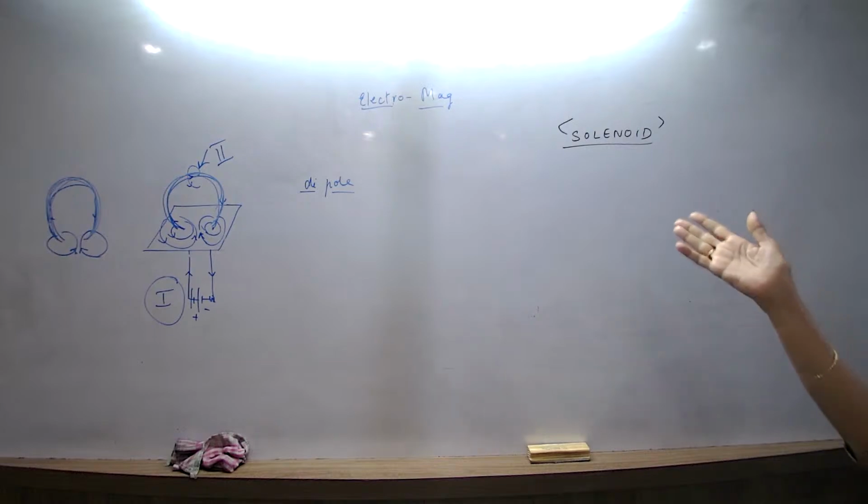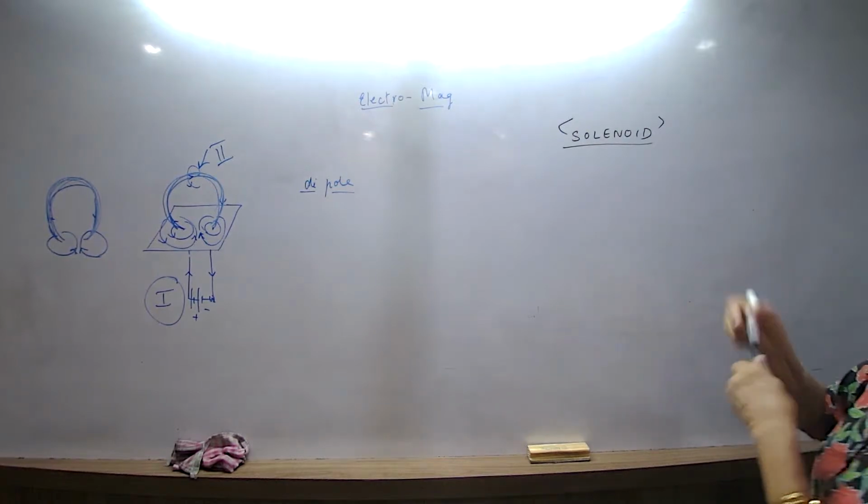The strength of the magnetic field increases. So it all depends upon the number of coils. If you are increasing the number of coils, the diameter is becoming smaller and smaller because each coil is becoming smaller. If the coils are becoming smaller, then obviously the strength of the magnetic field increases. Okay? So what is a solenoid?